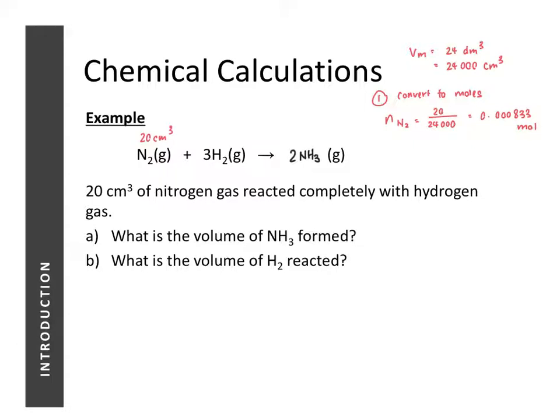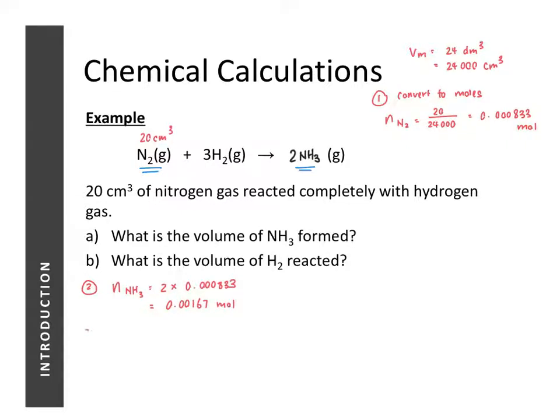Okay, so step number 2 is to compare mole ratio. Compare mole ratio between what is given, which is nitrogen, and what we want to find. In part A we want to find ammonia. Okay, so the mole ratio is as follows. 1 mole of nitrogen will give 2 moles of ammonia. So number of moles of ammonia will be equals to 2 times the number of moles of nitrogen, which will give us this value, 0.00167 moles.